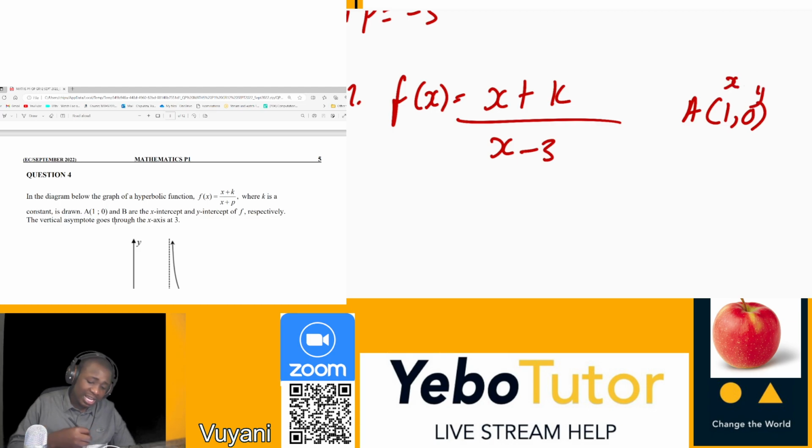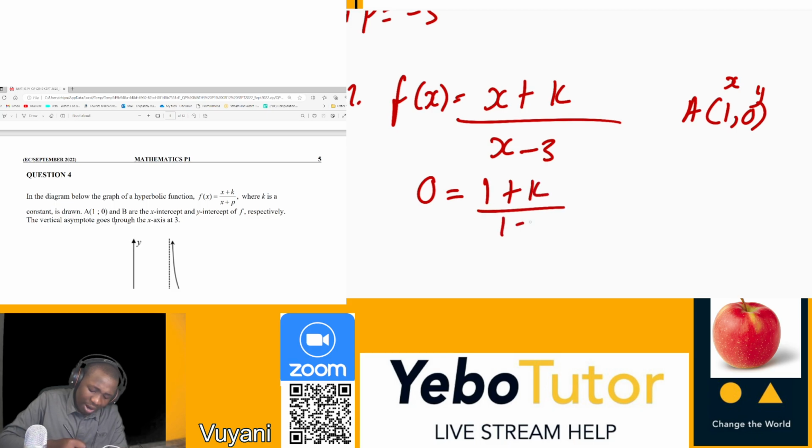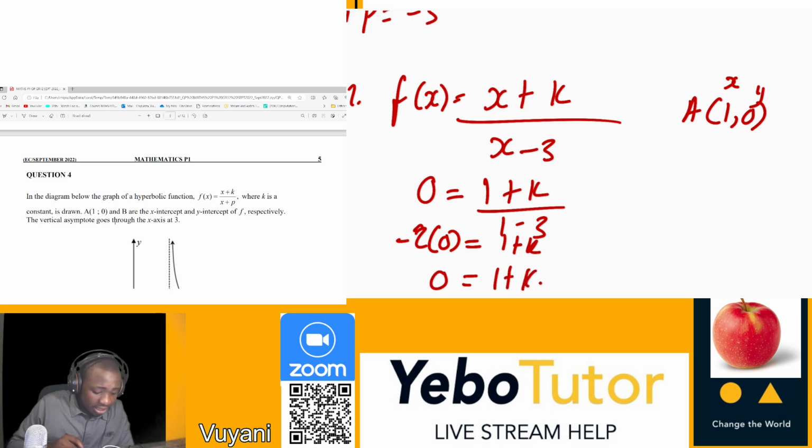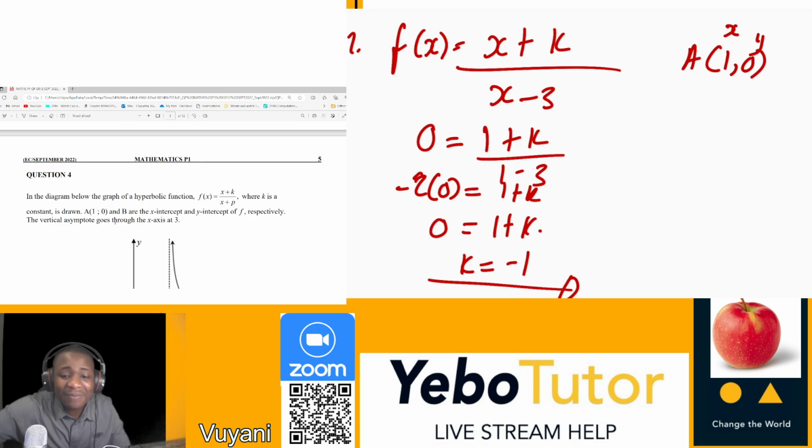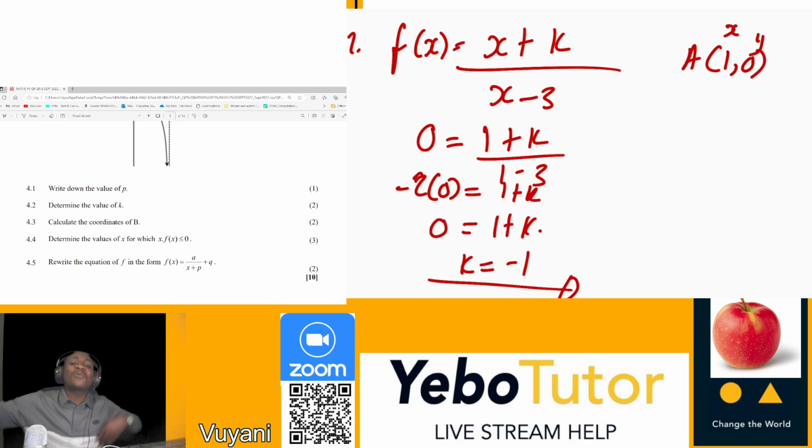Let's substitute here. f of x and y are the same, so we have 0 is equal to, where there is x we put 1: 1 plus k all divided by 1 minus 3. 1 minus 3 is -2. Then we cross multiply that: -2 times 0 equals 1 plus k. So 0 is equal to 1 plus k, and we can see that k is equal to -1. Without wasting much time, we have our 2 marks.